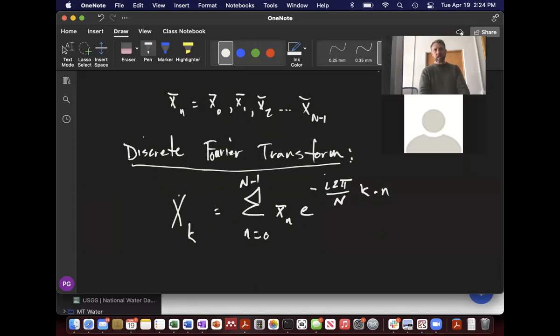All right, so X of k, this big X, is the Fourier transform for frequency k. If we wanted to know what the Fourier transform of our data set for this frequency k is, we have to do this summation. We take all of our elements from n equals 0 to n equals N minus 1, and we multiply them times e to the minus i 2 pi, whatever our k is that we're interested in, times n.